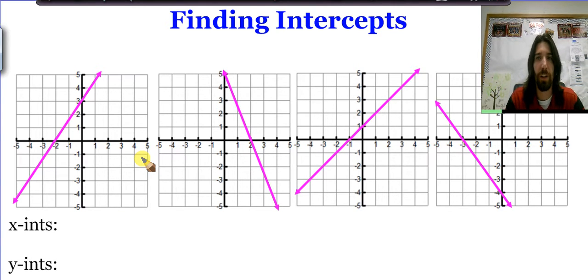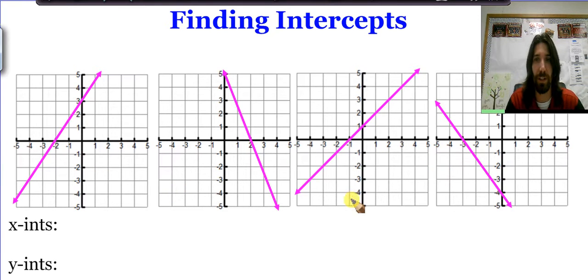Hey guys, today we're going to learn a different way of graphing. Instead of using slope-intercept form, we're going to be finding intercepts algebraically and then using them to graph. Before we get started, let's look at the concept of intercepts.